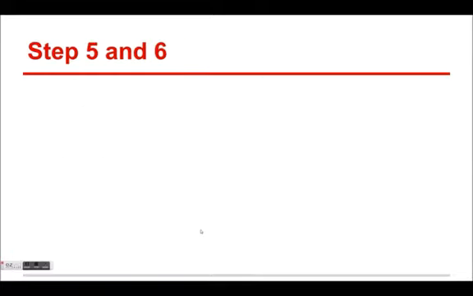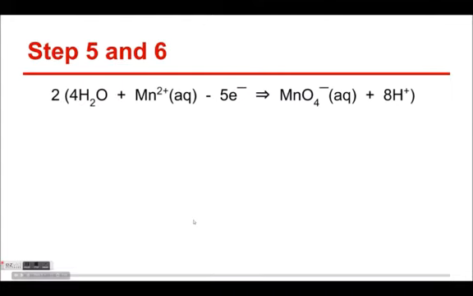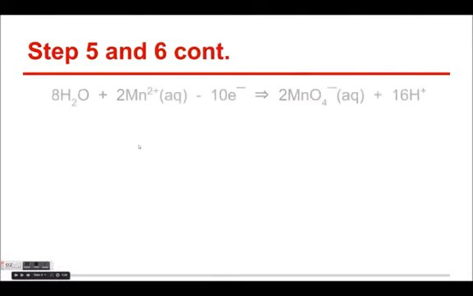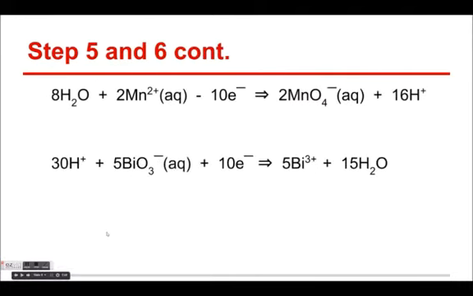Alright, steps 5 and 6. I also combine these because they kind of go together. So, now that we have balanced the oxygens and the hydrogens, we have to balance for electrons. To do that, we need to find the least common multiple of 5 and 2, right there and there, which is going to be 10. So you have to multiply each reaction by a number that would get you 10. Here it is continued, and these are what the reactions look like after they've been multiplied out. Alright, might want to get those down too.